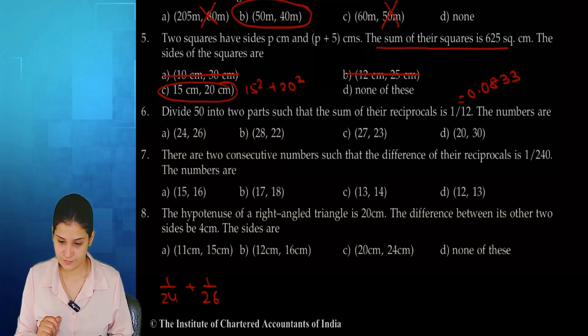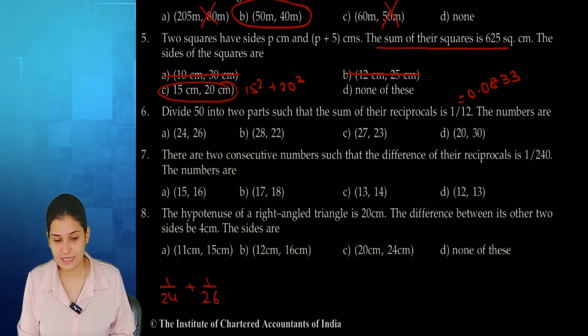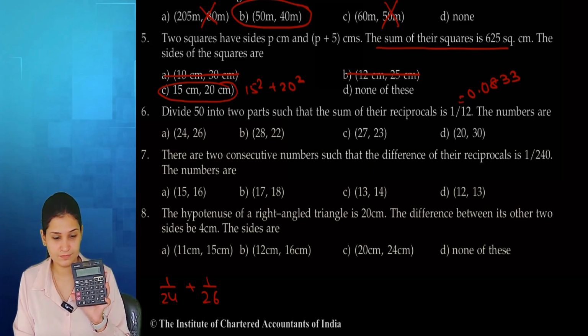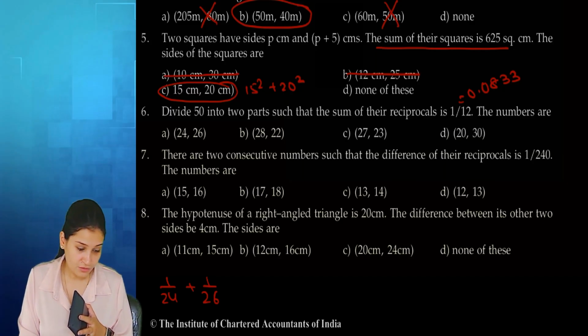Yes, ma'am. Not phone, calculator. One second, ma'am. You'll need your calculator for this. Ma'am, option D is the answer, I guess. Boy or dog? Ma'am, dog. I don't think so.